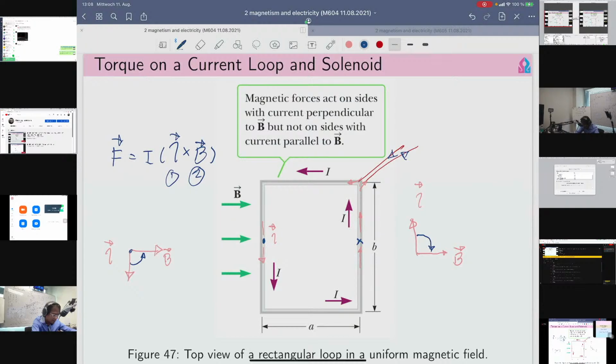And if we take a look at the same figure from the side view, you can see that you have the force on the left side pointing up and the force on the right side pointing down. And this is the reason why we have the torque on this conductor. It's like the bar, you have the moment. This is the rotating point, or reference point.